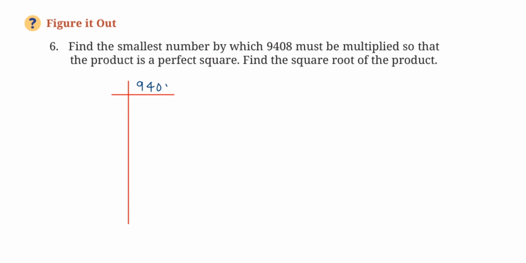9408. This is an even number, so it is divisible by 2. 2 is an even prime number, so we'll start dividing by 2. If you can divide here itself, that is easy and quick. If you have difficulty doing it, divide the number by 2 separately somewhere and write the quotient you obtain in the next step. So I'll show you how to do it.